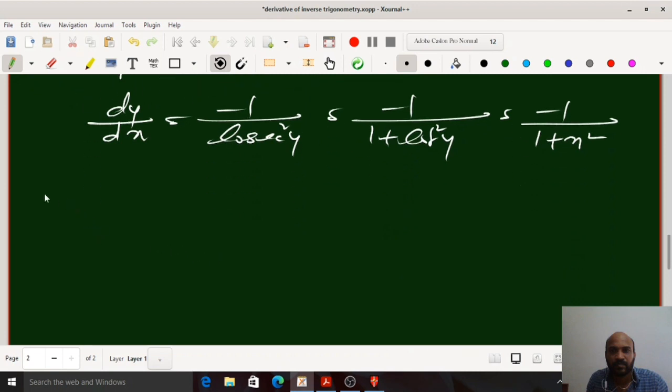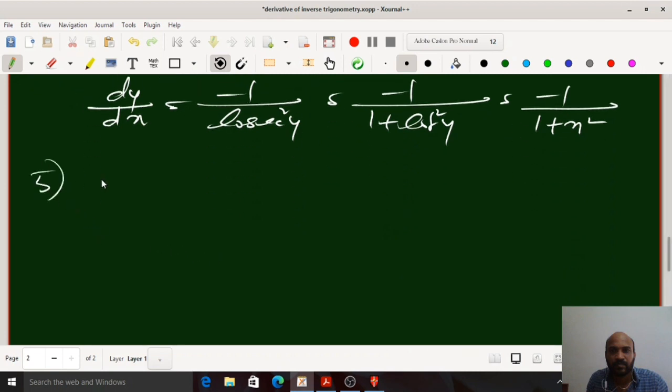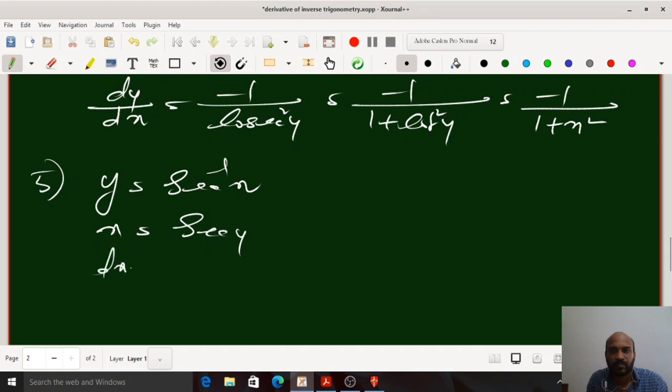Now we can derive our fifth one, that is the derivative of y equal to sec inverse of x. So if y equals sec inverse of x, what is x? x equals sec y. Now differentiating with respect to x, we get dx by dy is equal to d by dy of sec y. What is the derivative of sec y? That is sec y into tan y, with respect to y, we are differentiating.